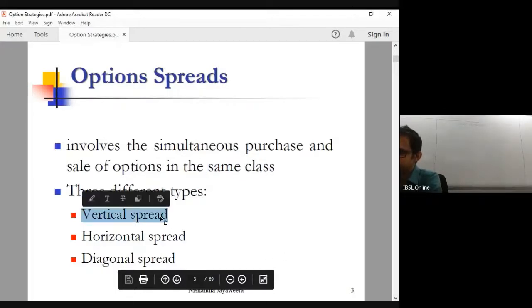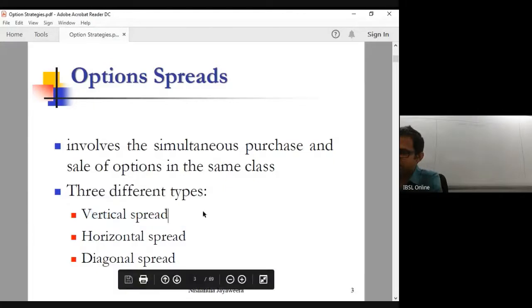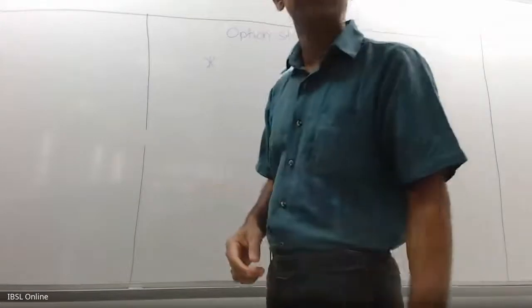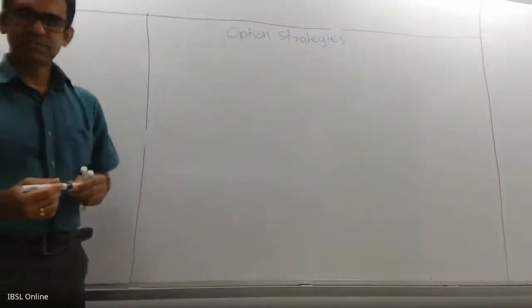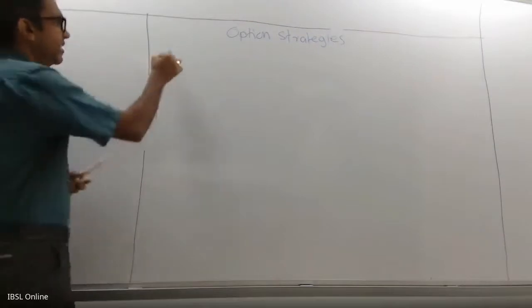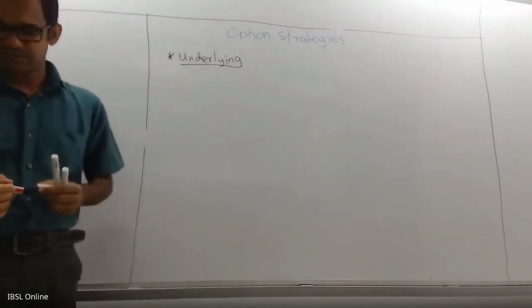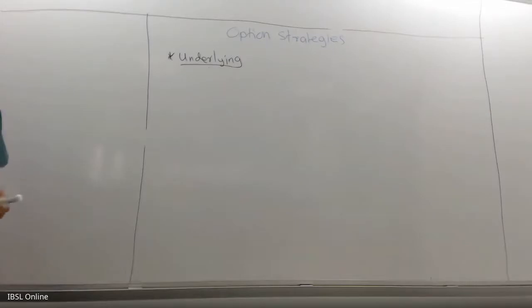In the vertical spread, okay, what are the things that we have to consider in options? What are the variables that you can change in an option for a given underlying? You decide what is the underlying, on what underlying you are going to purchase the option. Then what do you have to decide?